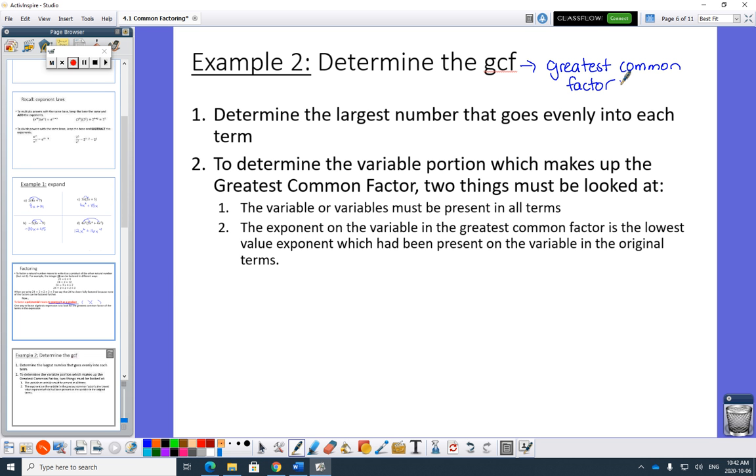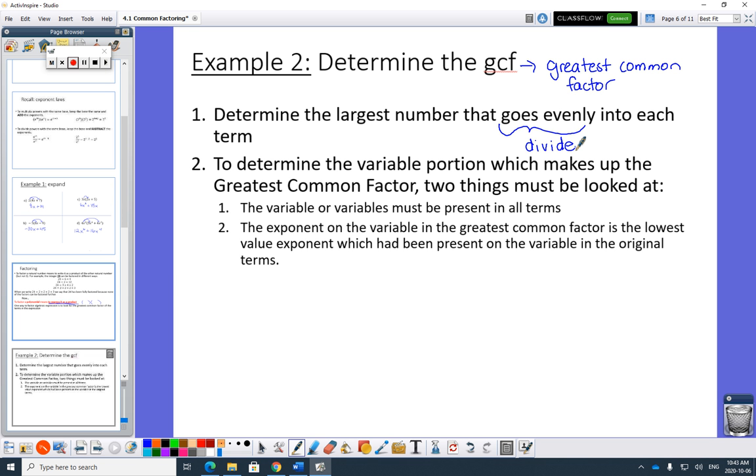Number 1 says determine the largest number that goes evenly into each term. What does goes evenly in mean? In terms of math, what are we going to do? We're going to divide. And it has to be each term. If there are 3 terms in your expression, you can't divide 2 of them by the greatest common factor and not the third. That's not how it works. What you do to one thing, you do to them all, right? A very common rule in math.